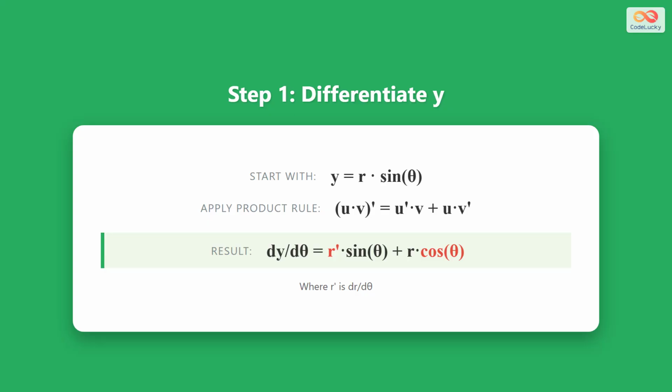Let's start with y. Since y equals r times sine theta, and r is itself a function of theta, we must use the product rule. The derivative of the first term, r, is dr/d theta, or r prime. The derivative of sine is cosine. So, applying the product rule, we get r prime times sine theta plus r times cosine theta.